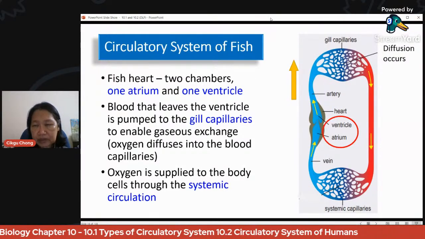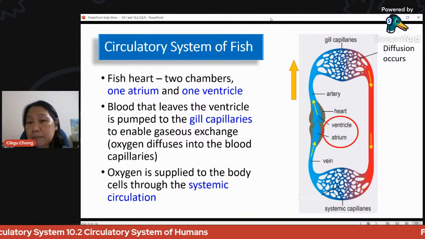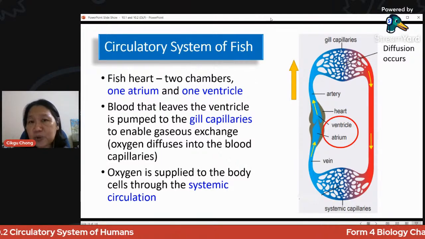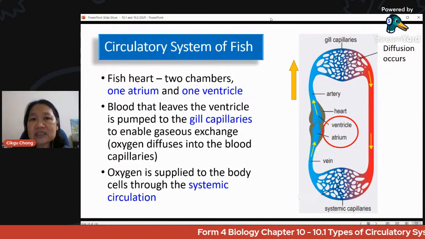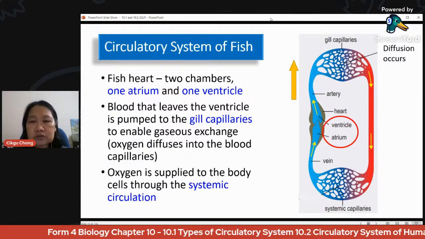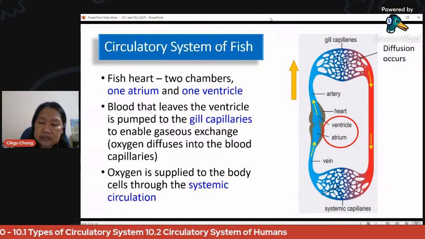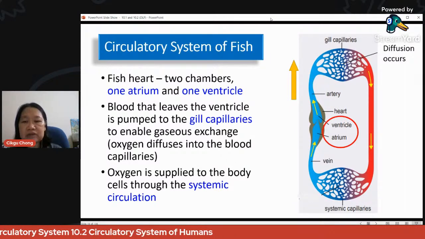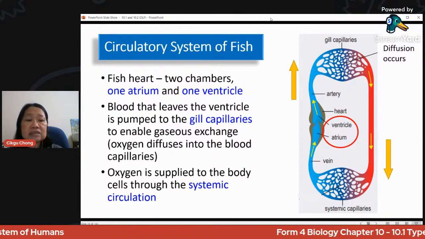Okay, and this type of circulation is called systemic circulation. Not systematic. Be careful when you use the word. I see a lot of students make the mistake of writing systematic. It's not systematic, it's called systemic. So the function of this circulation is to carry oxygenated blood to the body cells. So you can see at the bottom there, that is the systemic capillaries. Those are your body cells. All right, so this is the systemic circulation.